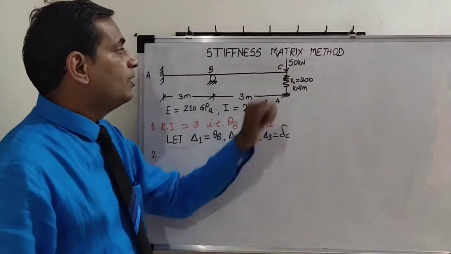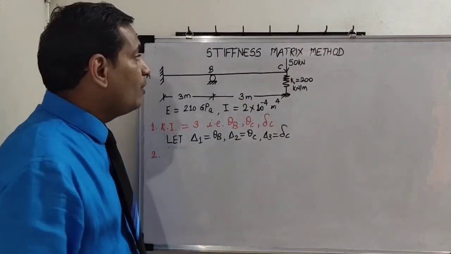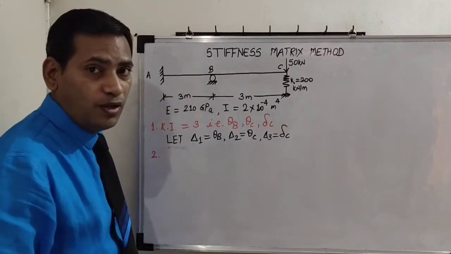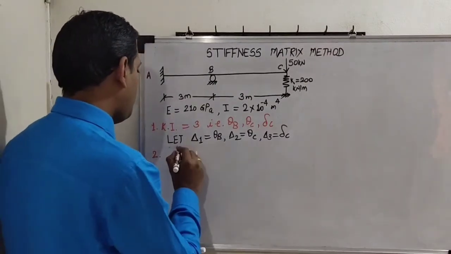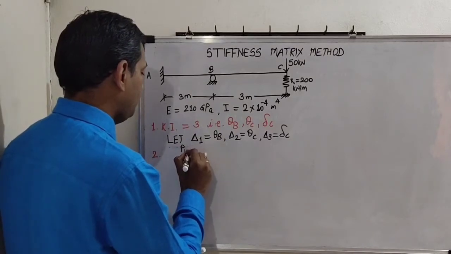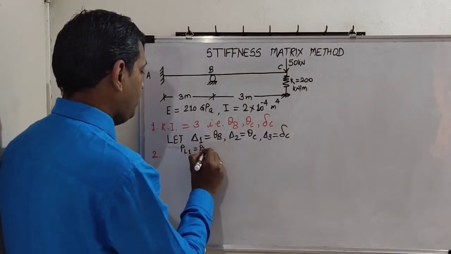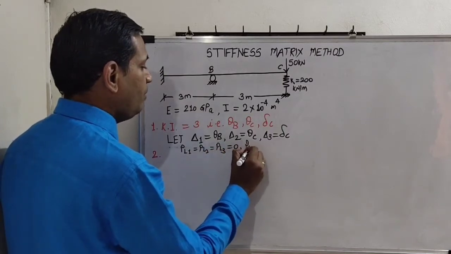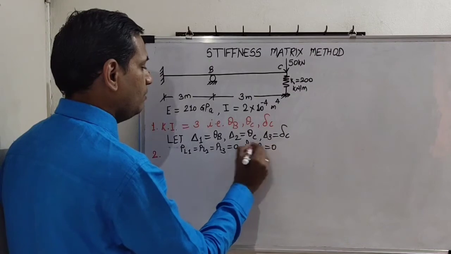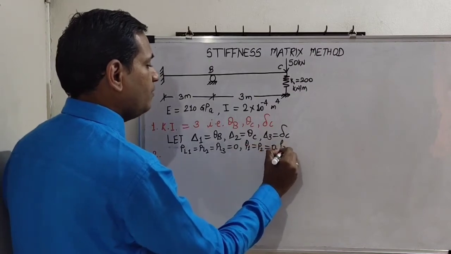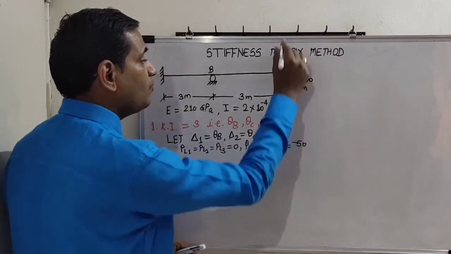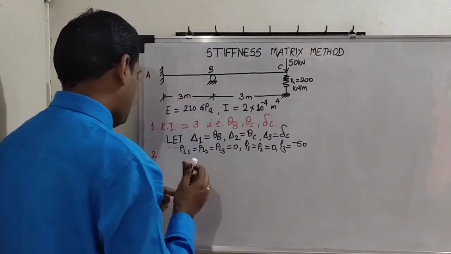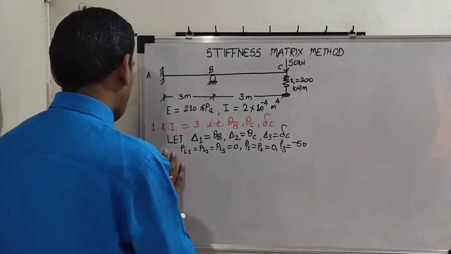However, there is a 50 kN vertical load. So P3 will be minus 50. That we will note down. So PL1, PL2, PL3 all are 0. P1, P2 are 0. Okay. P3 is minus 50. Why minus? Because it is vertically downward.